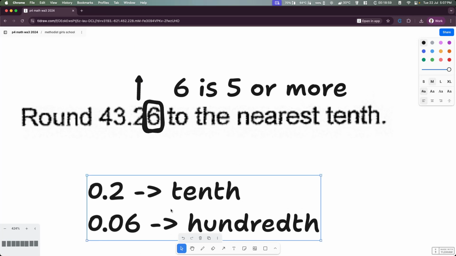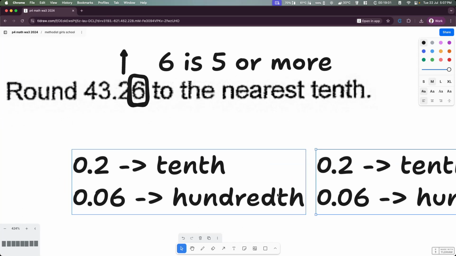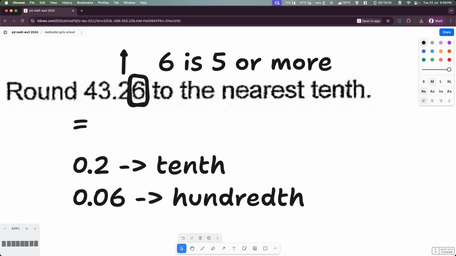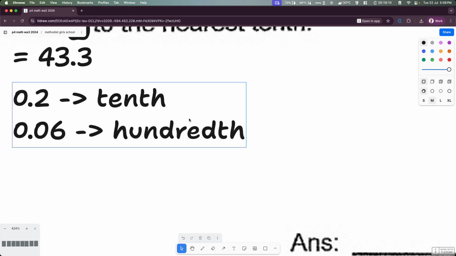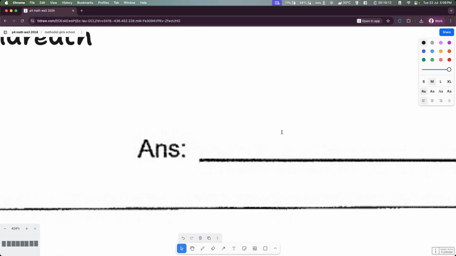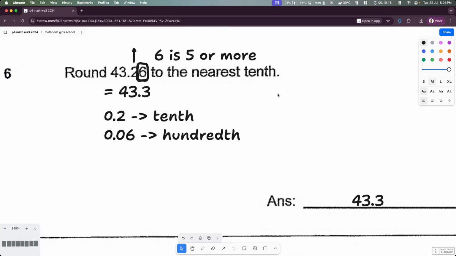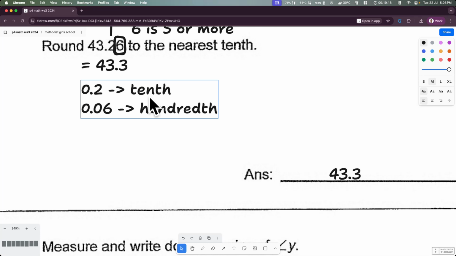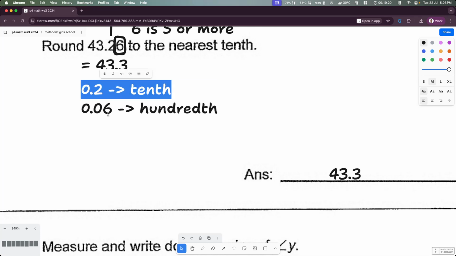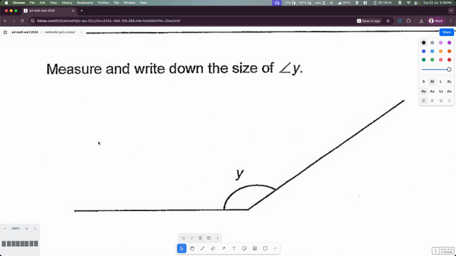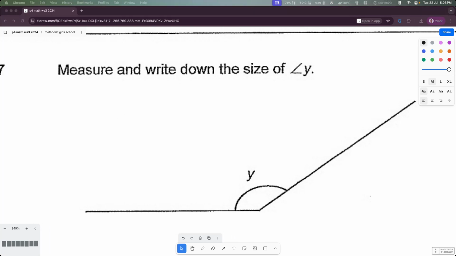Okay, and that means this will become 43.3. That's it. So the answer over here should be 43.3. Okay, pretty straightforward. Okay, let's move on to the next question. So make sure you don't have this common mistake of saying 0.06 is the 10th place. So 0.2 is the 10th place. Right, next one. Measure and write down the size of angle Y.